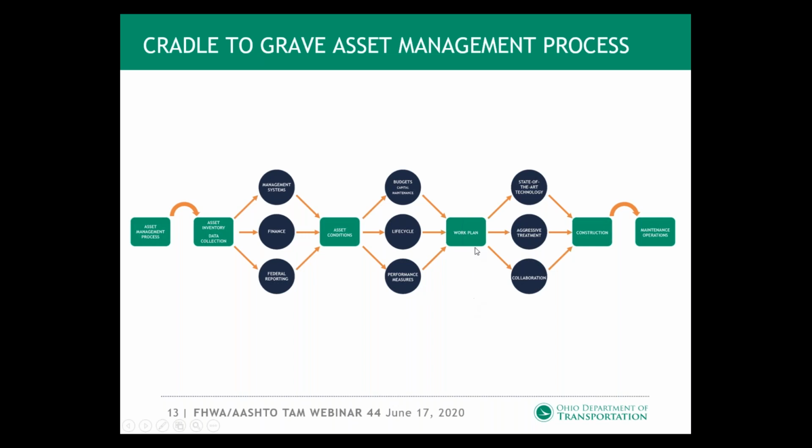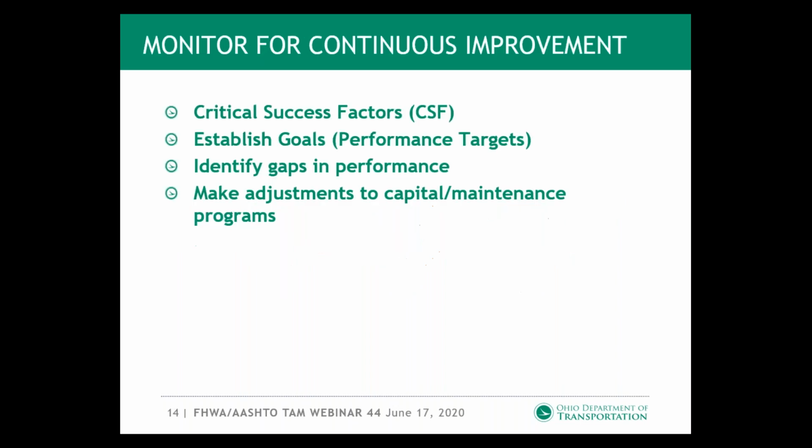performance measures, entering then into our work plans, utilizing our state-of-the-art technology, our aggressive treatment programs, and then collaborations, which then move us into construction, and then into our maintenance operations. So obviously there are a lot of critical functions involved with these areas to then put in projects that are utilized within our STIP process.